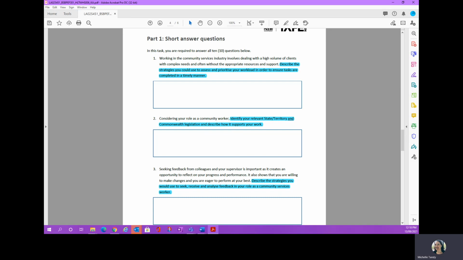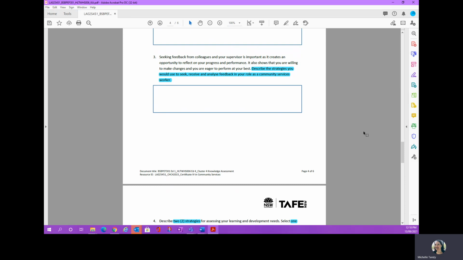Question number 3. Seeking feedback from colleagues and your supervisor is important as it creates an opportunity to reflect on your progress and performance. It also shows that you are willing to make changes and you are eager to perform at your best. Here's the highlighted section. Describe the strategies you would use to seek, receive, and analyse feedback in your role as a community services worker. So there are a few different areas here.